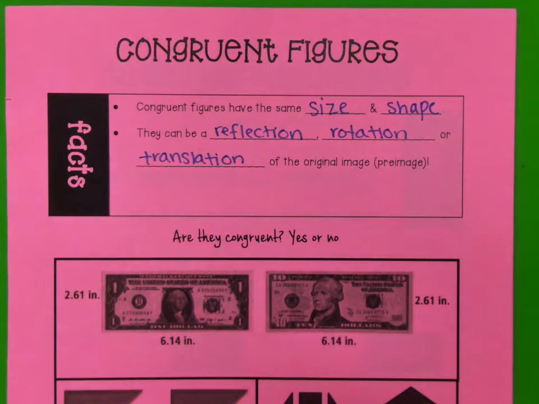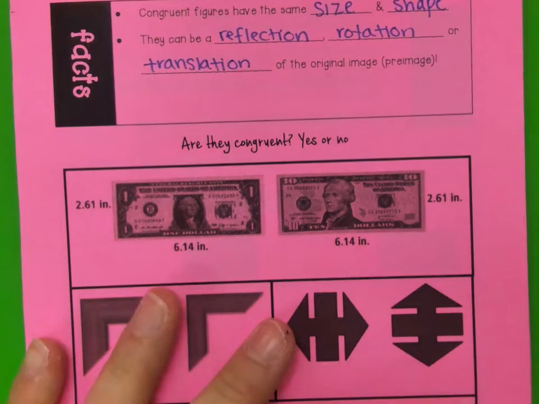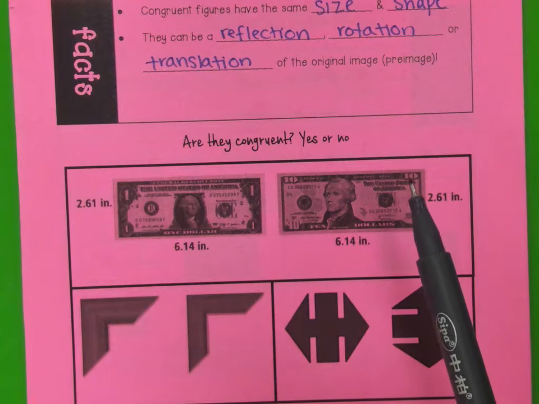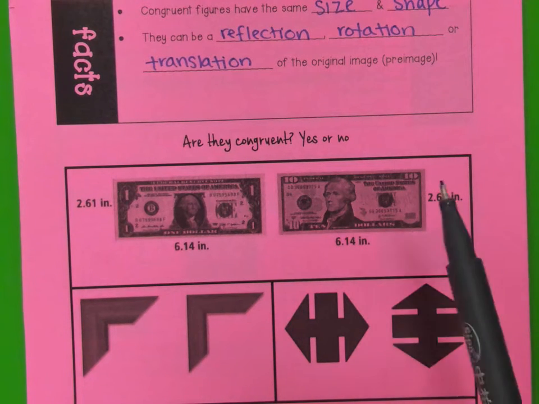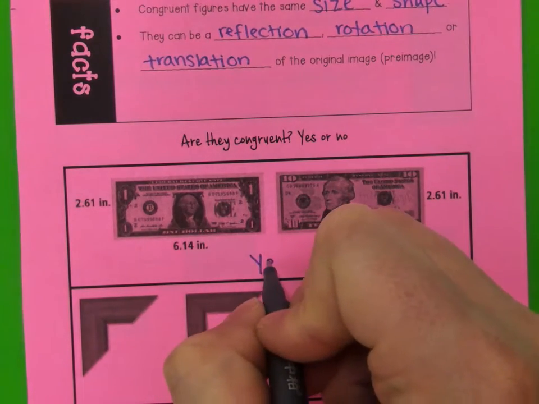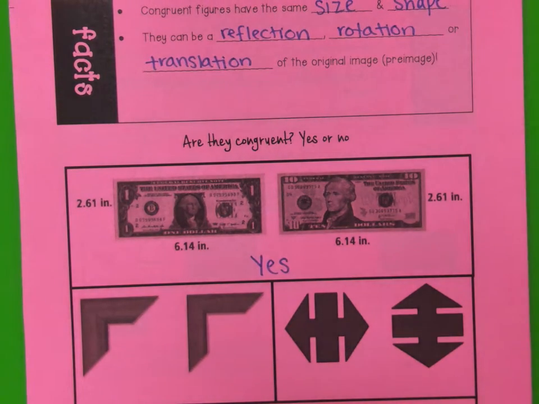So if we look at the bottom right here, we want to say, are they congruent, yes or no? Congruent, again, means the same size and shape. So look at these dollar bills. Do we care that this is $1 and that's $10, other than for our bank account or our wallet? No. Look at the size and the shape. They are the same size and shape, so we're going to say, yes, they are congruent.